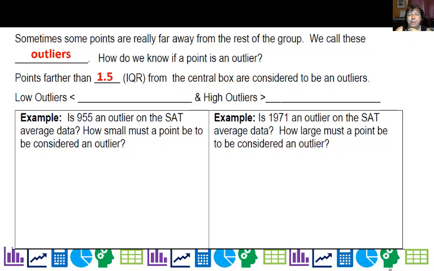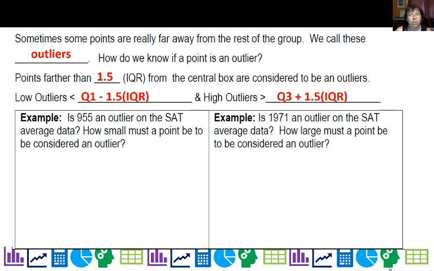So 1.5 IQR. For low outliers, remember the box starts at Q1, so we're going to take that Q1 value and then subtract 1.5 box widths from it. Okay. For high outliers, it's basically the same idea, but now we go to the high end of the box, which is Q3, and add 1.5 box widths. Remember, box width is IQR.